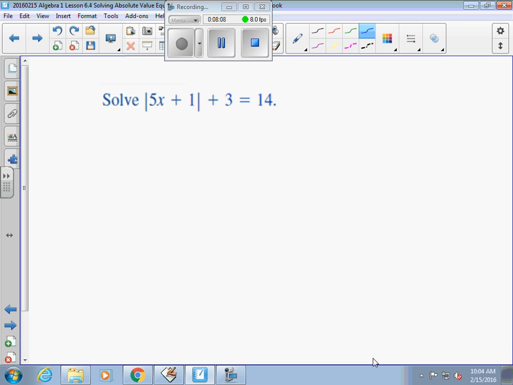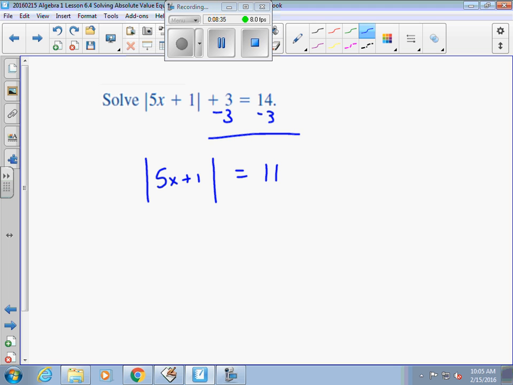So again here, make it look like example number 1 by undoing this plus 3 first. Subtract it. The absolute value of 5x plus 1, again, make sure that's bigger than your normal writing so you can tell, is equal to 11. Okay, remember, you're trying to get the absolute value by itself. You're trying to get all the operations outside of it on the other side of the equation.